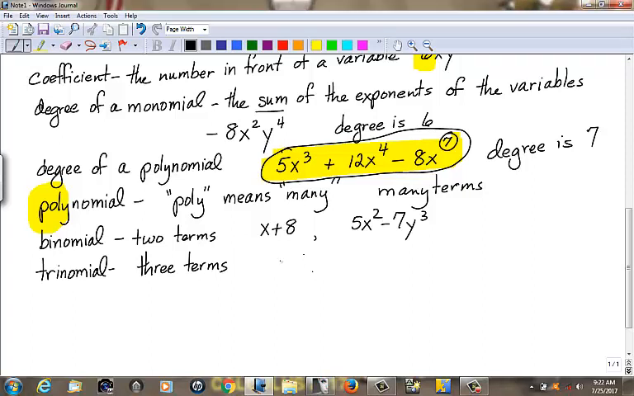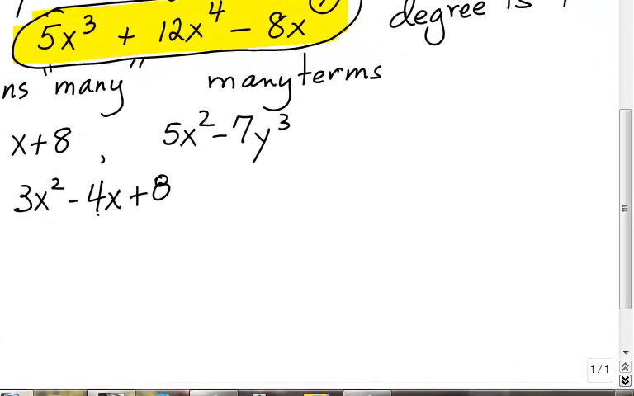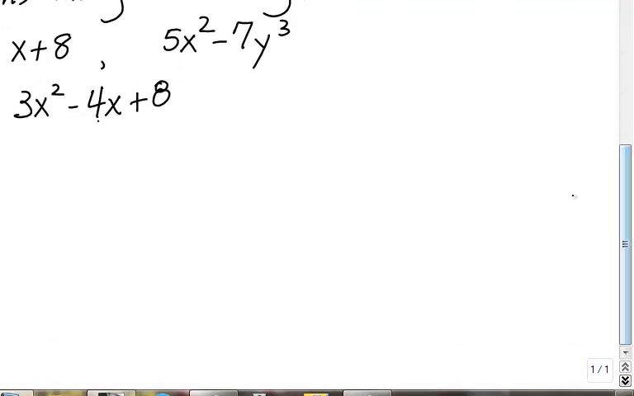So if I said 3x squared minus 4x plus 8, that is in specific a trinomial, but it's also in general a polynomial. If it has three terms, it's a trinomial.